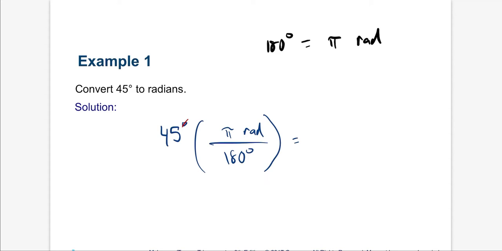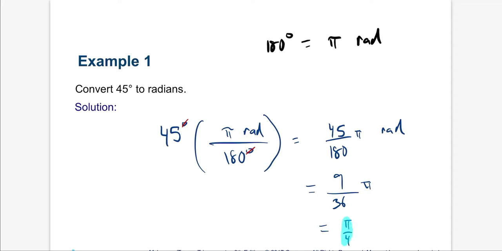If you do that, you're going to get the units to cancel, the degrees to cancel out, and you're going to end up with, if you multiply 45 over 180 pi radians, and we can simplify by 5. 45 divided by 5 is 9, so that simplifies into 9 over 36. And then we can divide by 9, which is 1 over 4 pi, which you can just write as pi over 4.